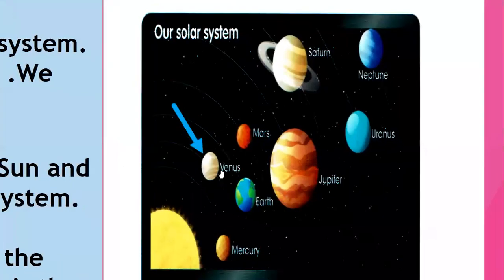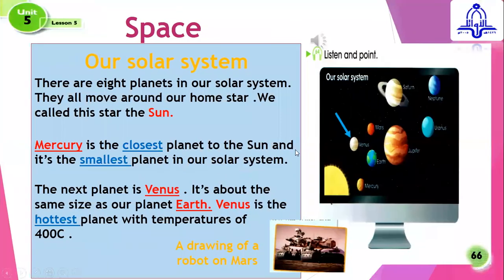Here is Venus. Venus is the second planet from the sun, and it is the hottest planet. And it is the same size as our planet Earth. So the first planet is Mercury, and the second planet is Venus.